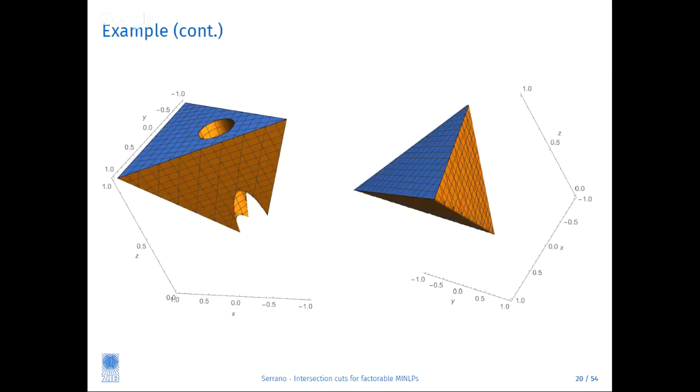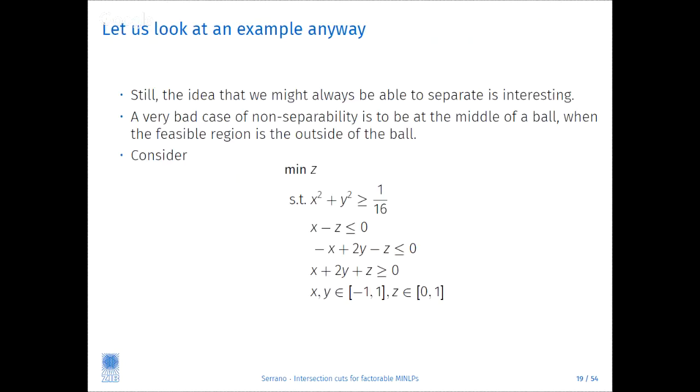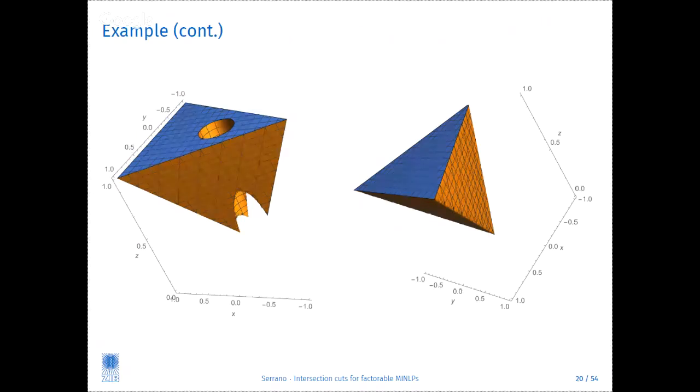So how does this look? This is the feasible region of the linear relaxation. If I remove the ball constraint, it is this tetrahedron. And the nonlinear constraint tells me that it's the outside. This is it, and we are minimizing Z. So the optimal solution of the linear relaxation is going to be this point here. And when we look at the constraint, we're going to see this.